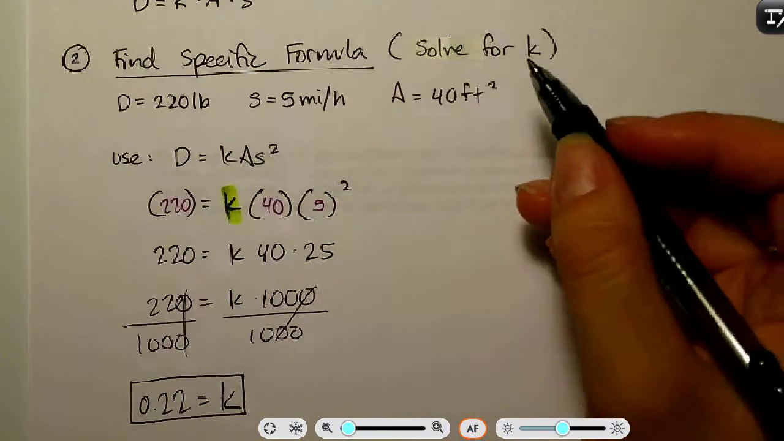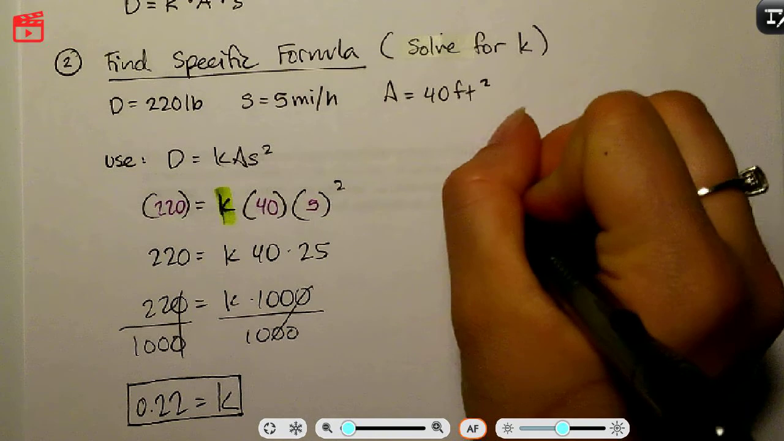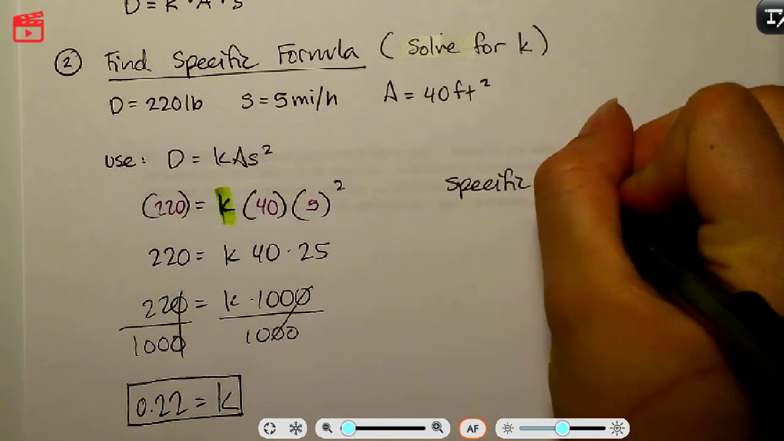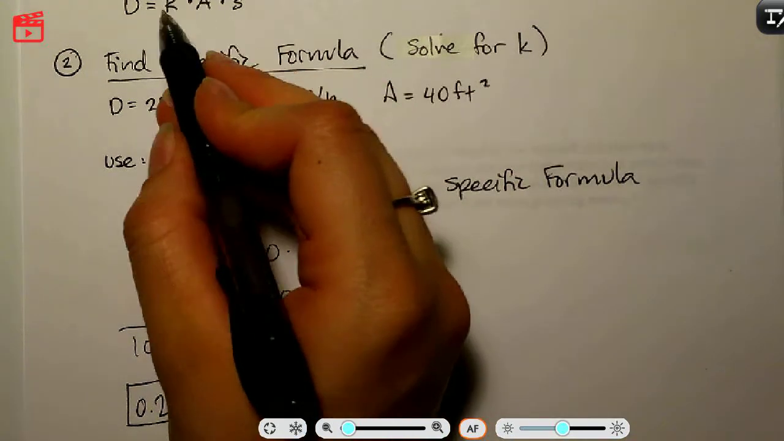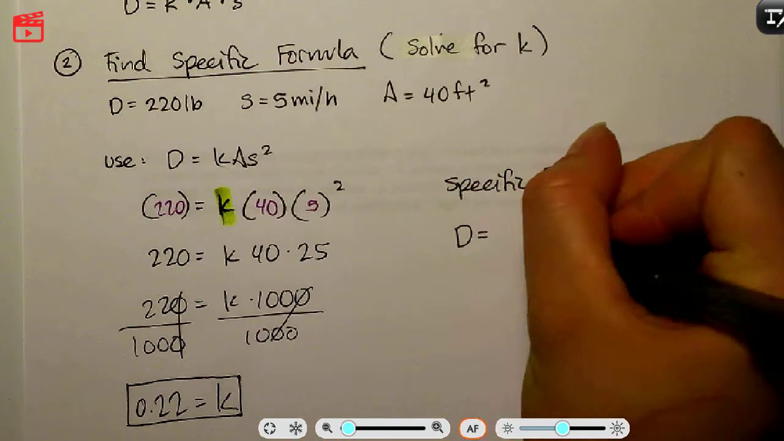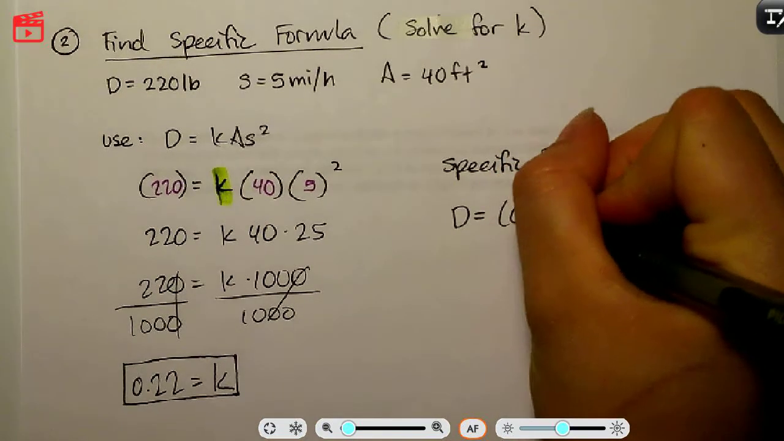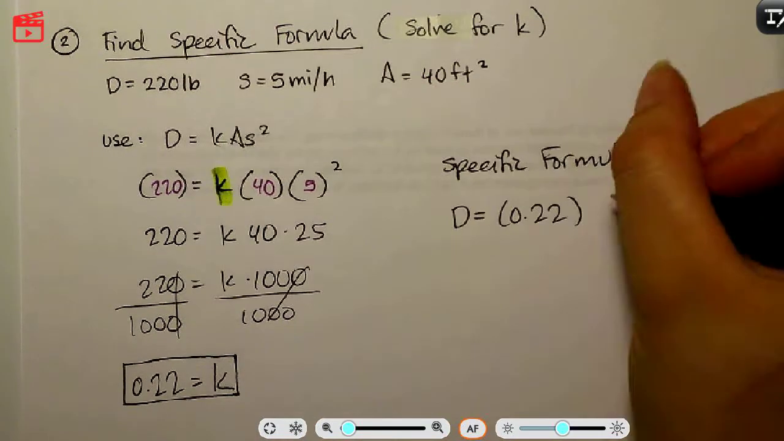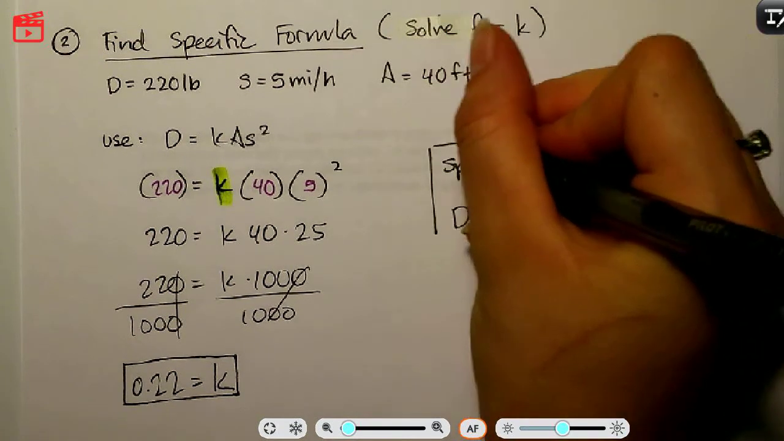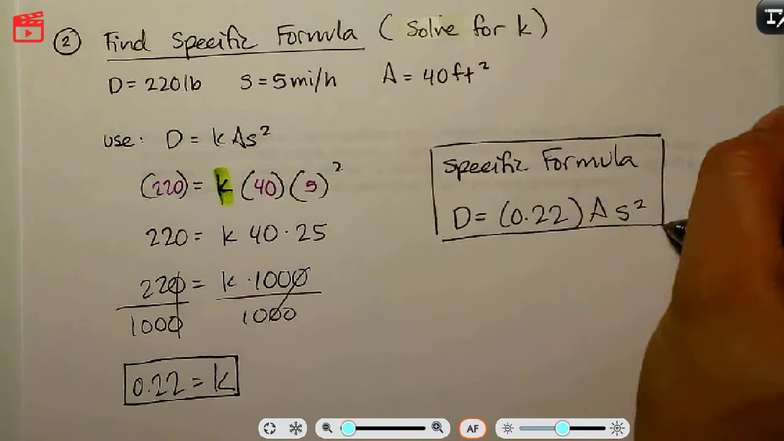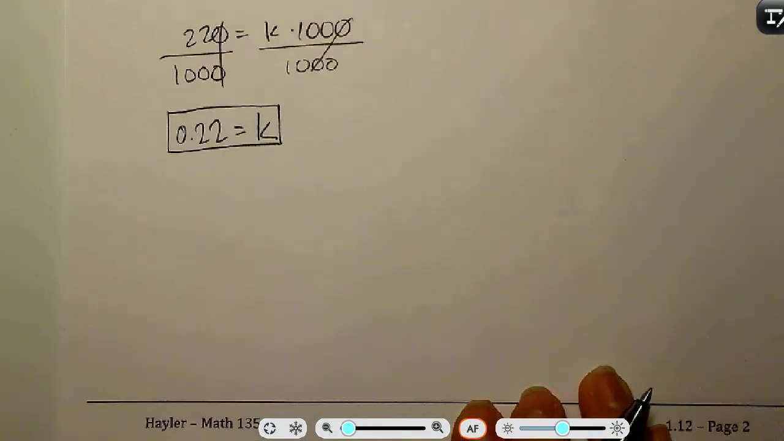So my specific formula for our problem is going to be where we plug back in the K. So using this, we're going to plug back in the K, so we get D equals, and the constant for my problem is 0.22, and then A S squared. So now we have finally been able to create the specific formula for my problem, so we can go ahead and solve the application with our specific formula.